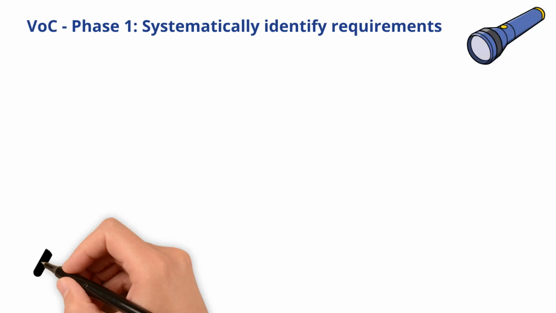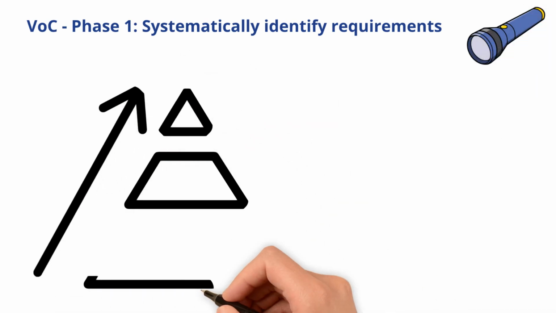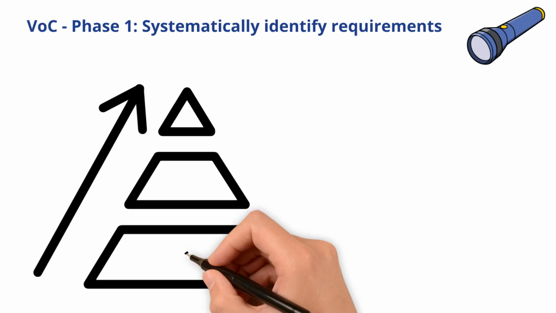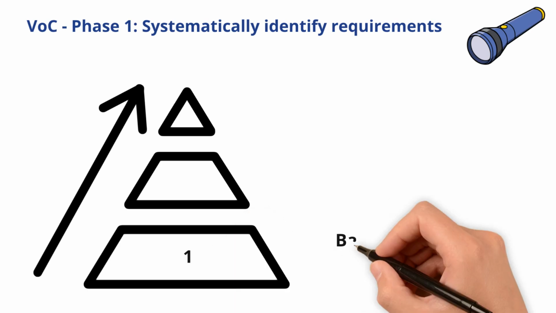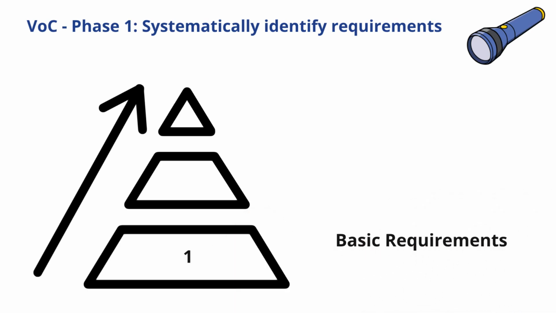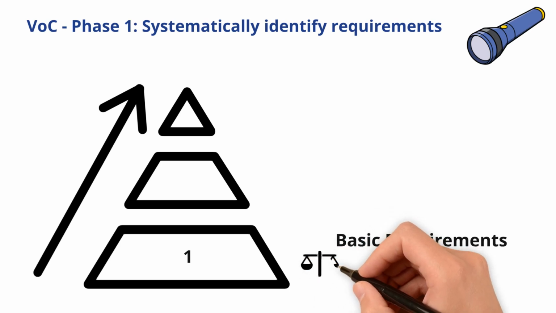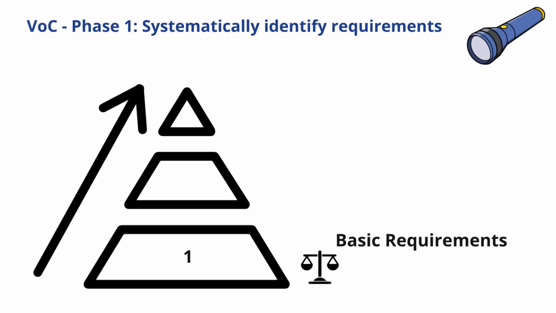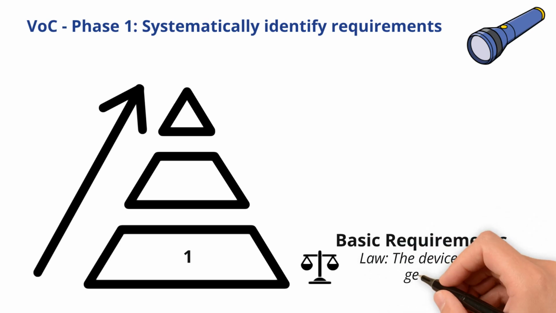Requirements can be divided into different levels. Level 1, basic requirements. These requirements must be met without fail. They include, for example, things that are expected as a matter of course, such as legal requirements. For instance, the device must not get too hot.